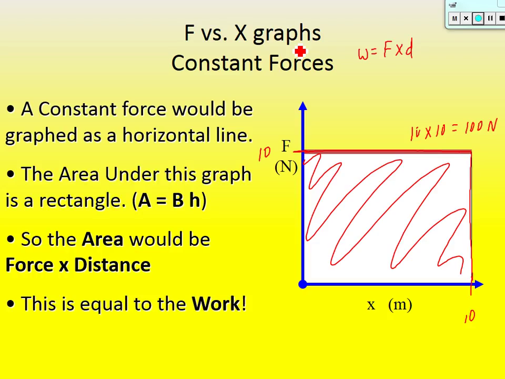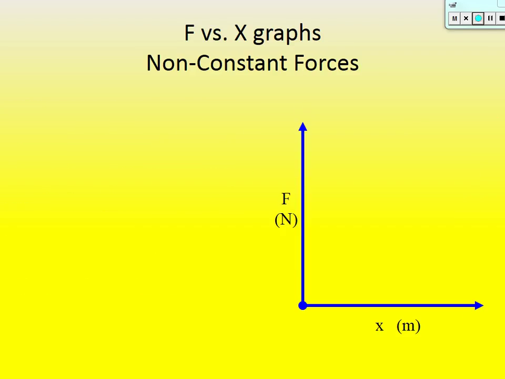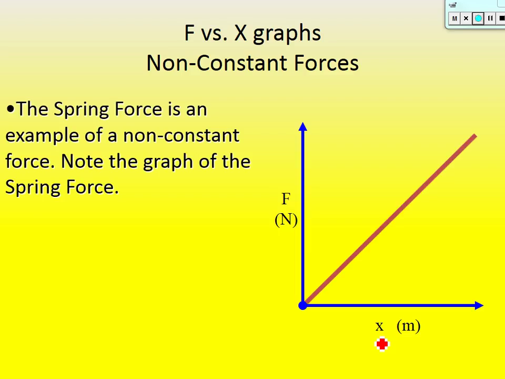Yeah, so like it says here, the area would be the force times distance, and that is equal to work. Okay, I've got one more graph. Same thing. We're graphing the force on the y and the distance that it moved on the x-axis. But what if the force wasn't constant? What if the force was increasing as the object moved?